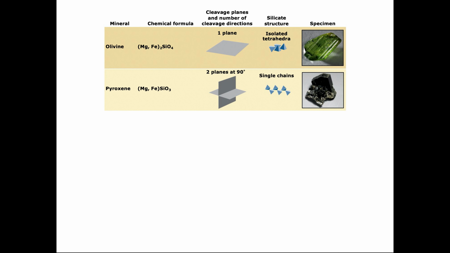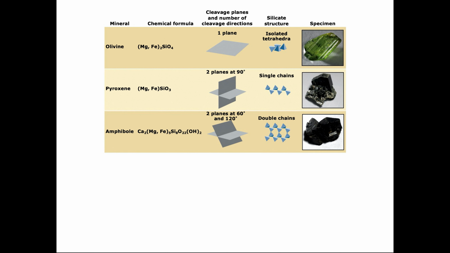Pyroxene is a slightly more complicated type of arrangement of silica tetrahedra. In this case, we have an SiO3 tetrahedra, which is joined to other tetrahedra by magnesium and iron. The result is we have a single chain of tetrahedra that extend infinitely in each direction, potentially. This results in 2 planes of cleavage at 90-degree angles.